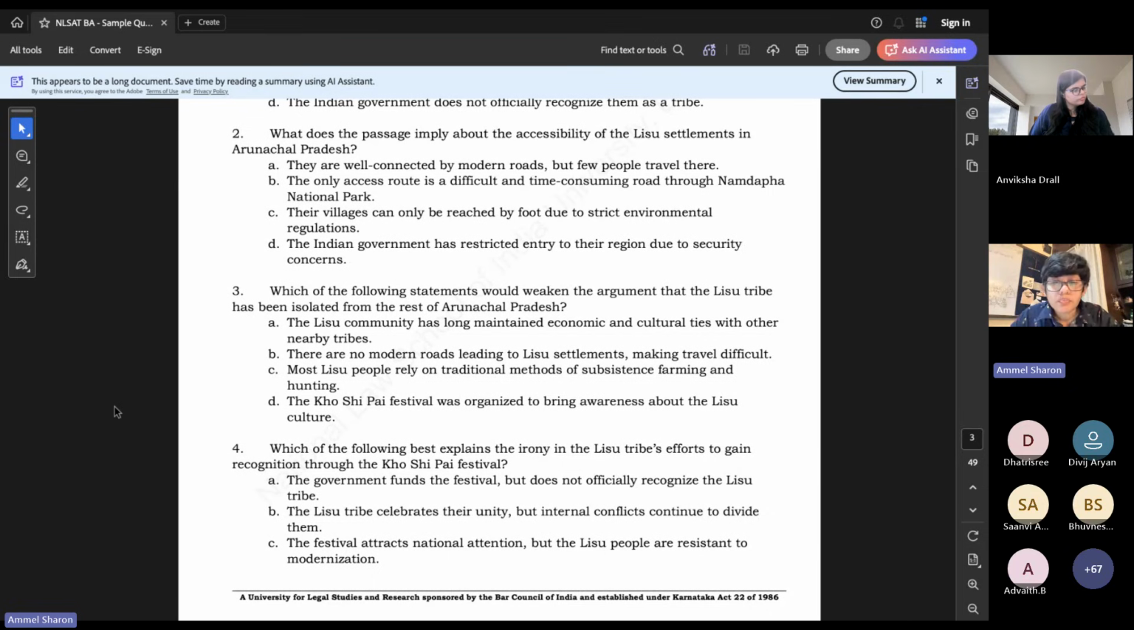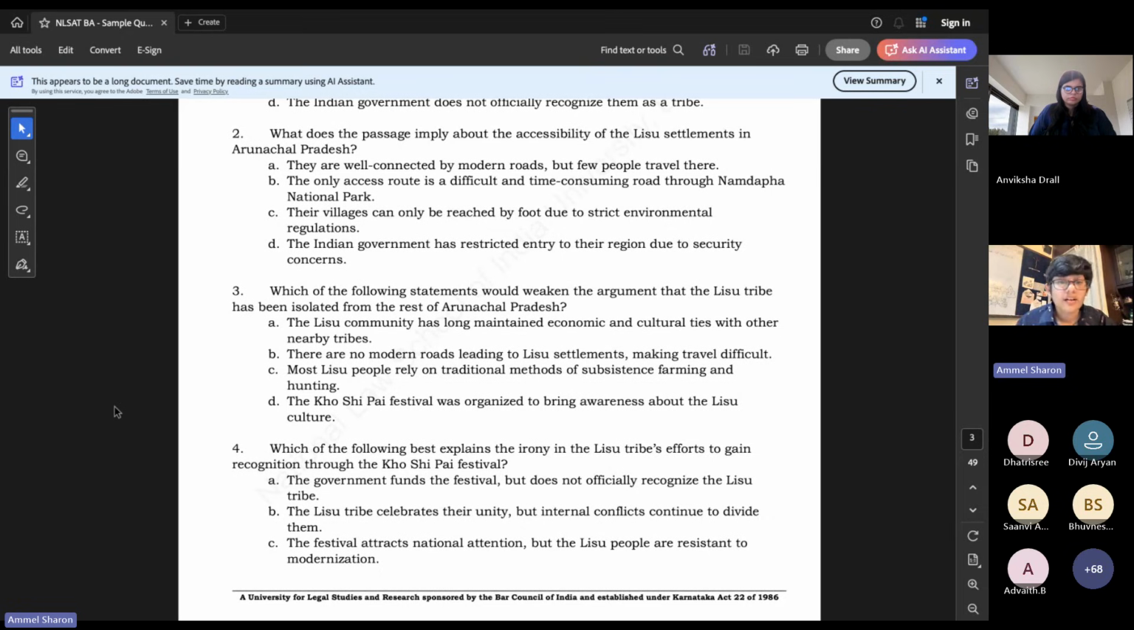Which of the following statements would weaken the argument that the Lisu tribe has been isolated from the rest of Arunachal Pradesh? Now, this is where your critical reasoning comes in. The argument in the question is the Lisu tribe has been isolated from the rest of Arunachal Pradesh. But which of these 4 would weaken that argument? The Lisu community has long maintained economic and cultural ties with nearby tribes. If that were true, would they remain isolated? That would weaken the argument.